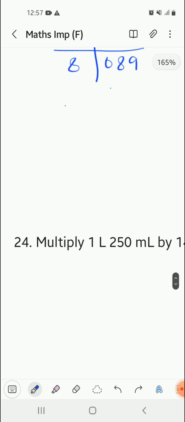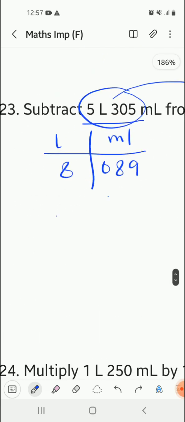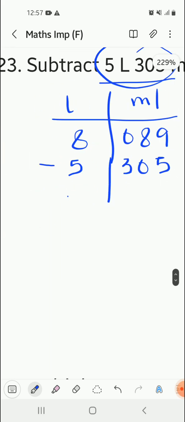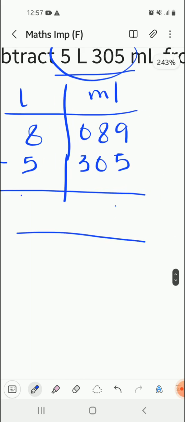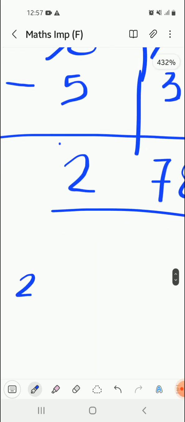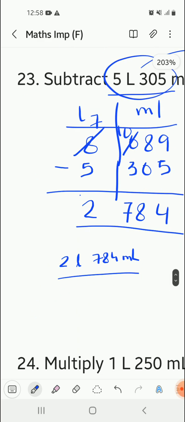Now here we have got 5 liter 305 ml. So subtract 5 liter 305 ml. Subtract 9 minus 5 is 4. 8 minus 0, 8. 0. So we'll take this from here. This becomes 7. This becomes 10. 10 minus 3 we get 7. 7 minus 5 is 2. So we get 2 liter 784 ml. That's it.